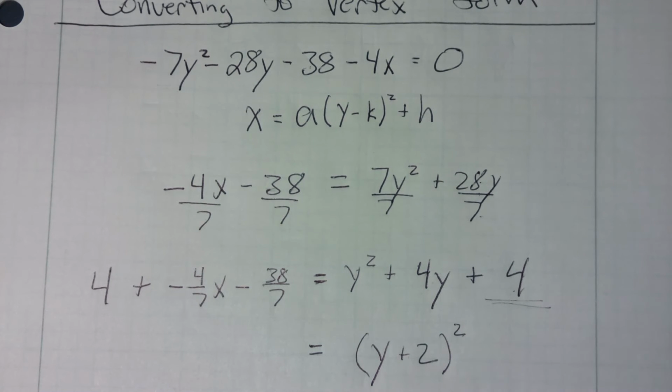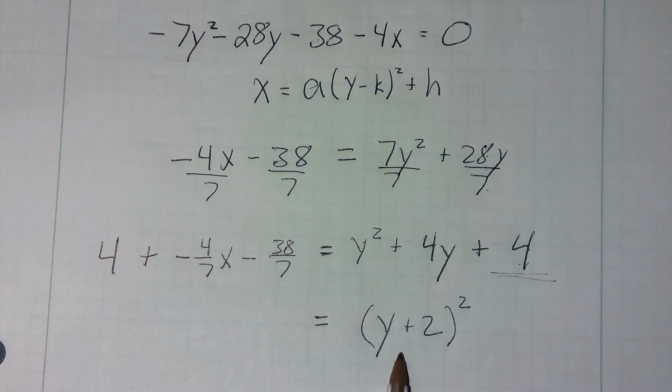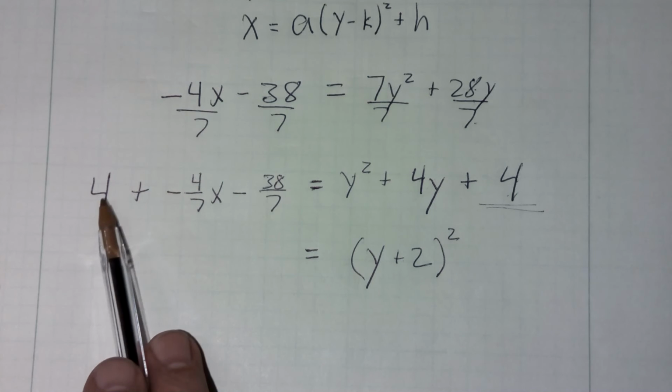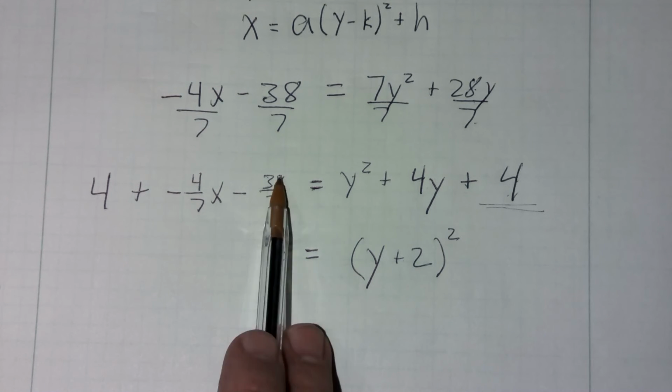If you need a refresher on that, go back and watch the video from before Christmas that dealt with completing the square. And that's really kind of what we did. But we're not done with this problem because we're not quite finished simplifying this. The next thing I'm going to do is add the 4 to this negative 38/7.